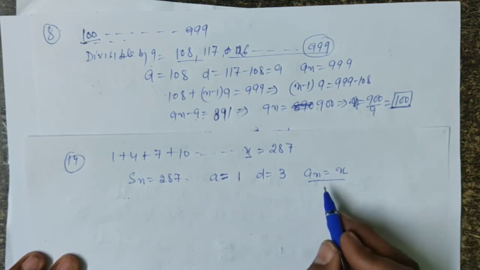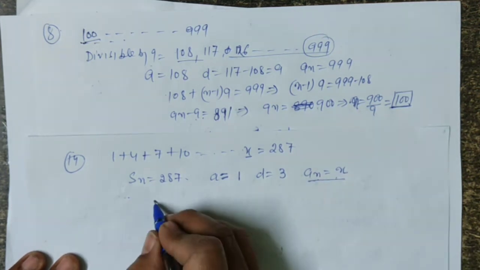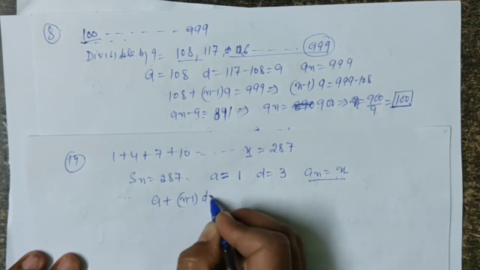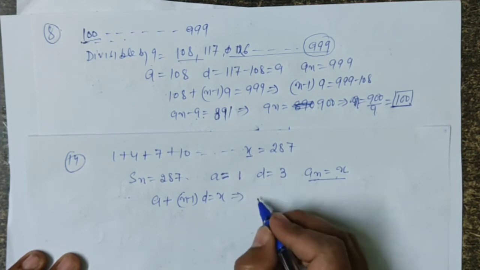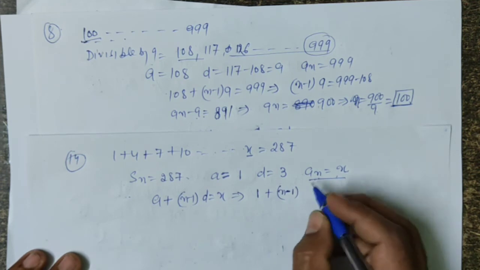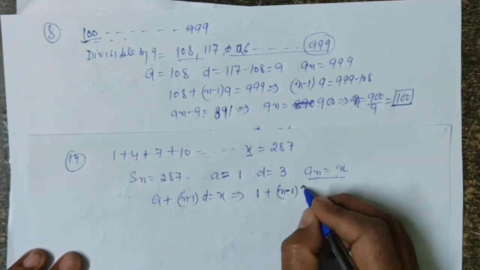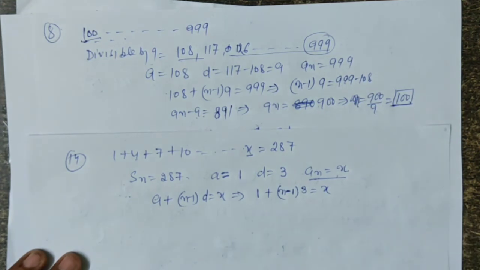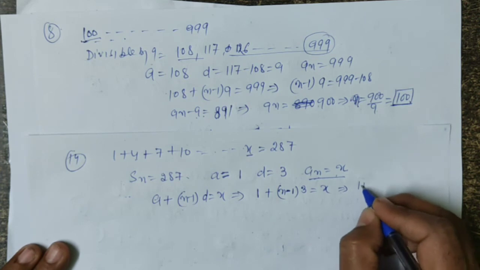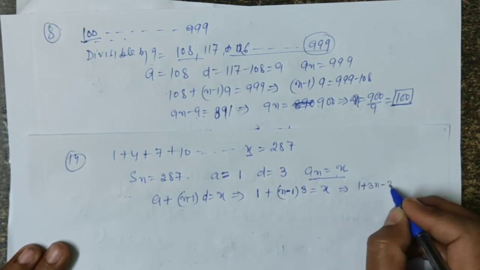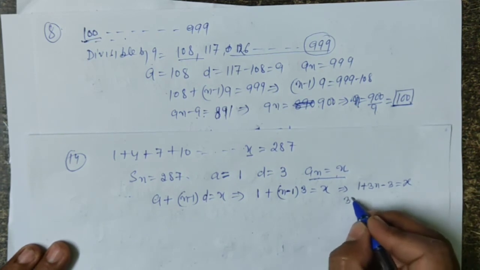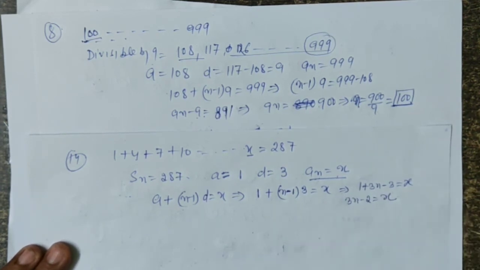First of all, find the value of x. A plus n minus 1 into d, that is called x. Simply, a is 1, plus n minus 1 into 3 equal to x. This will be 1 plus 3n minus 3 equal to x, and 3n minus 2 is x.